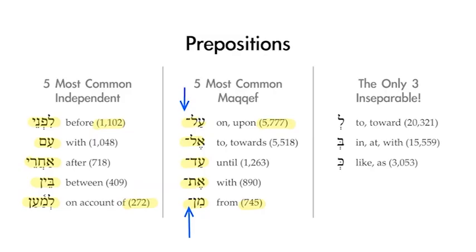Now, there are only three inseparable prepositions, and they are the prepositions lamed or la, bait or ba, and kaf or ka. And you can see here that these are going to be prefixed to their object, and look at the frequency with which they occur, 20,000, 15,000, 3,000, meaning that the prepositions in the right-hand column, the inseparable prepositions, are by far the most common prepositions in the Hebrew Bible. And so you're going to begin to see them in many, many places in almost every verse of the Hebrew Bible. Now, what you'll observe is that with independent prepositions and makef prepositions, their spelling is set.